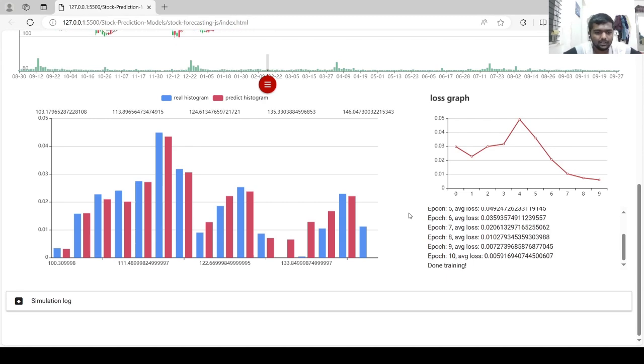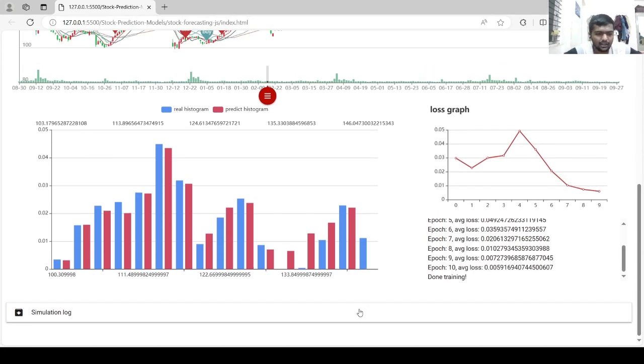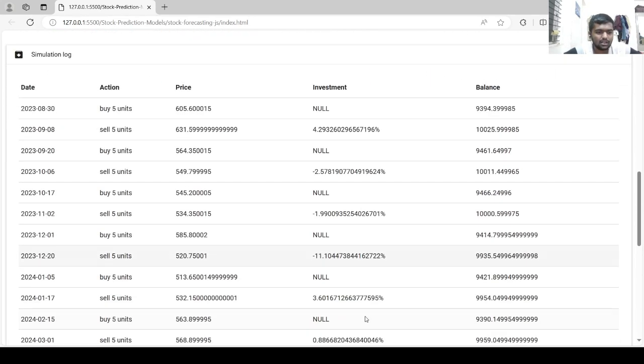Yes, after looking into the graphs and stats, we have a simulation log wherein it gives a complete strategy for 1 year where you can buy and sell. It also handles the balance amount and what amount you are left with at the end of the year. So suppose that on this date you buy 5 units at a price of 605, and your balance left is 9394. Initial investment amount is 10,000.